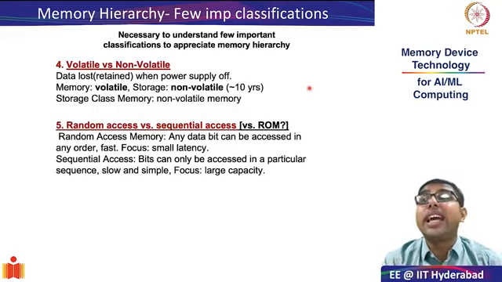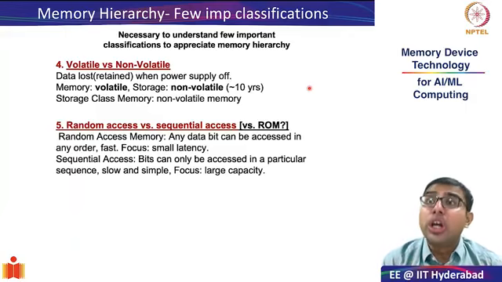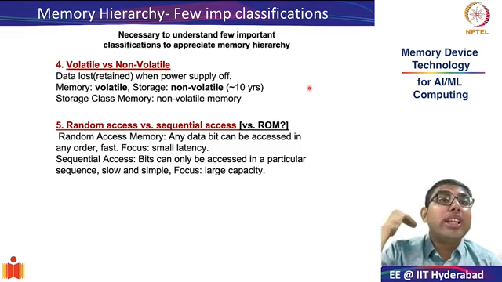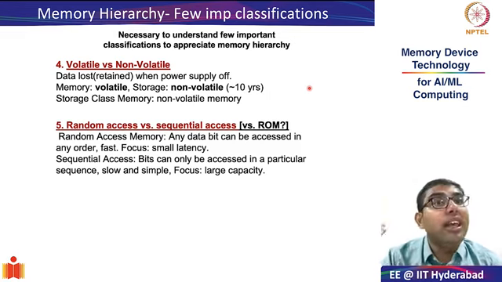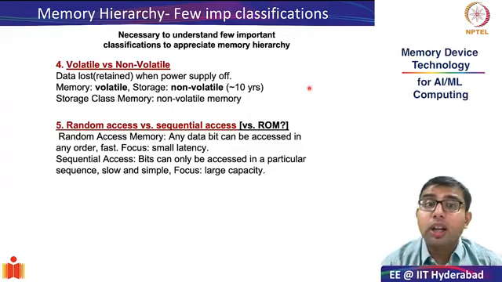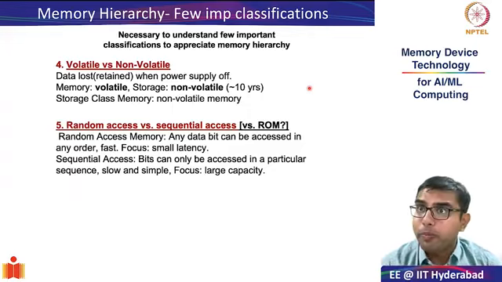This is not the case with sequential access. In sequential access, you cannot access bit number 20 without going through the sequence 1, 2, 3, 4 till 19. This is absolutely important. This distinction should be very clear. What is the difference between random access and sequential access?